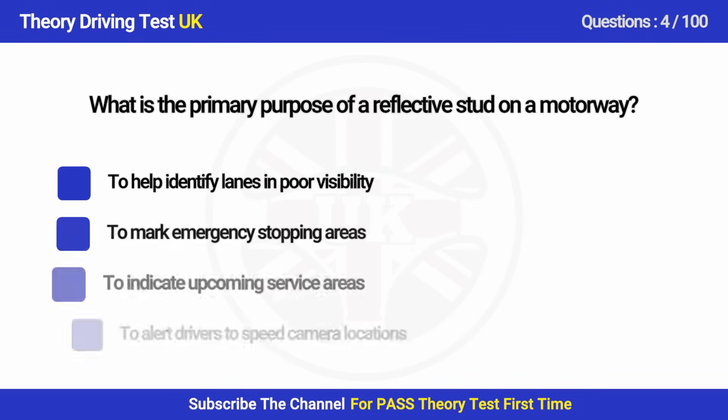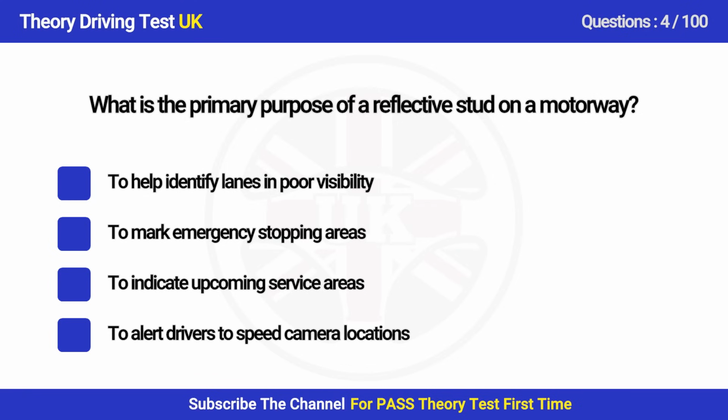Question 4. What is the primary purpose of a reflective stud on a motorway? A. To help identify lanes in poor visibility. B. To mark emergency stopping areas. C. To indicate upcoming service areas. D. To alert drivers to speed camera locations.